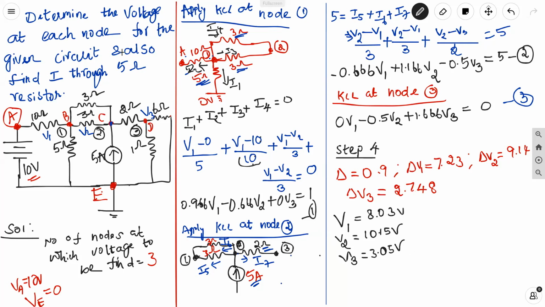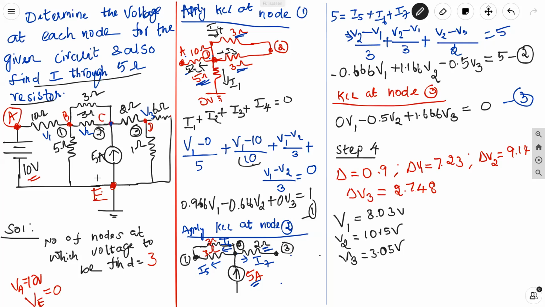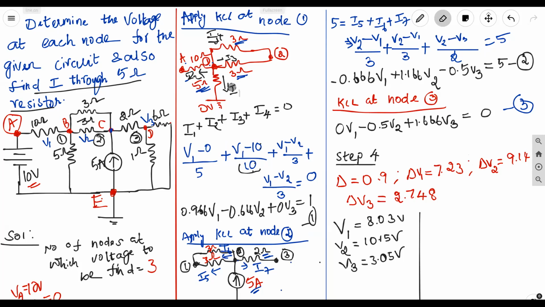But in the question, in addition to that, they also ask to find the current through the 5 ohm resistor. So let us see how we can find it. Listen carefully. The 5 ohm is the resistor which is connected at node number 1, and we already assumed that the current through 5 ohm is the I1 current. For that we have already written the formula, and I'll use the same formula here.